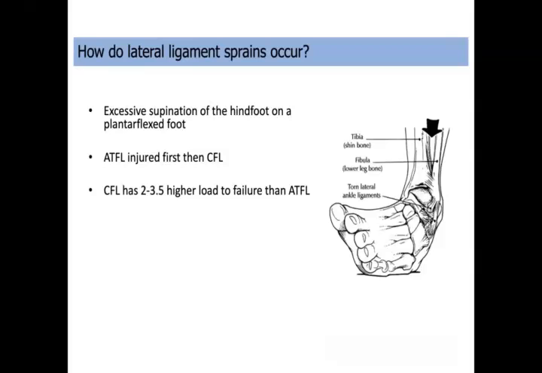So what are the mechanisms of injury for these ligamentous injuries? Well, as we all know, a lateral ligament injury tends to be an inversion injury. It's excessive supination of the hind foot on a plantar-flexed foot. The ATFL, which is the weakest of the 3 ligaments, is injured first, and with further force, the CFL will also become injured. It's very rare for the PTFL to be injured also.